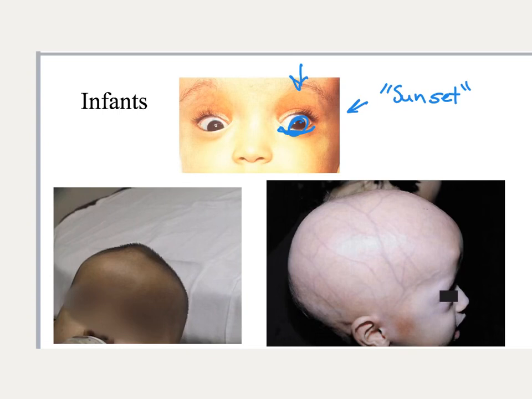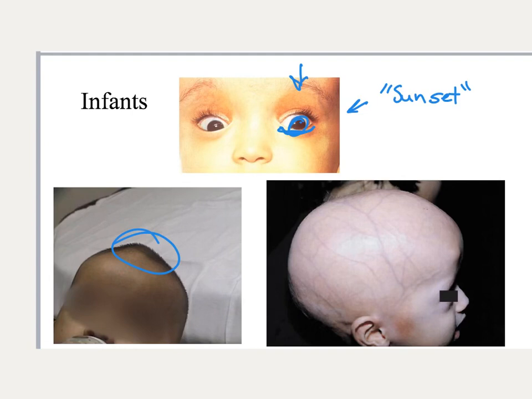The next picture is this bulging fontanelle right here. So you can see that instead of a nice flat curve across the top of the head, you can obviously see that soft spot, that fontanelle, bulging out. That's a clear indicator of increased intracranial pressure.